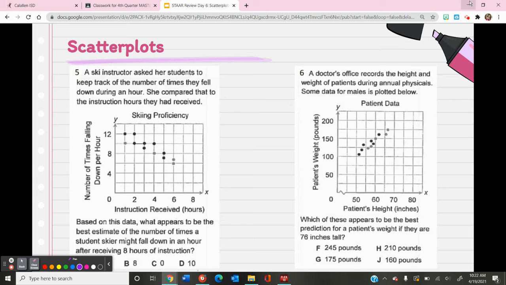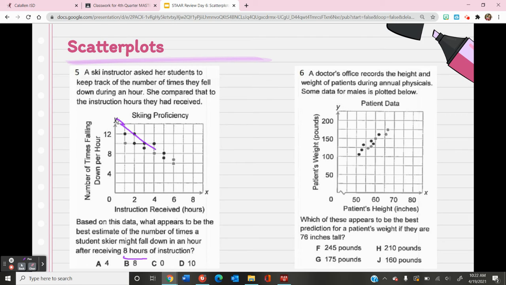So for number 5, it says a ski instructor asked her students to keep track of the number of times they fell down during an hour. She compared that to the instruction hours they have received. Based on this estimate, what appears to be the best estimate of the number of times a student skier might fall down in an hour after receiving 8 hours of instruction? So on the bottom, we have the amount of hours that a skier has received instruction and the amount of times they fell. I'm going to start off by drawing our trend line.